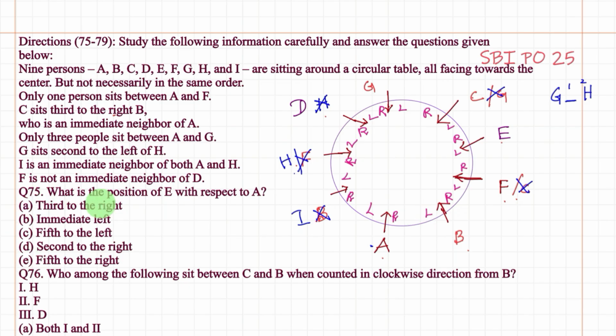So the question, number 75, is: what is the position of E with respect to A? With respect to A, E is third to its right. So third to the right, that is the answer.